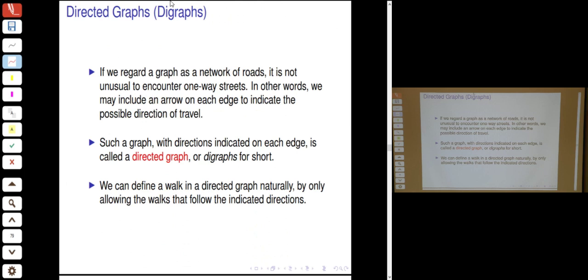Directed graphs. We regard a graph as a network of roads, and in cities it is not unusual to encounter one-way streets. In other words, we may include an arrow on each edge to indicate the possible direction of travel. Such a graph with directions indicated on each edge is called a directed graph or digraph. We can define a walk in a directed graph naturally by allowing the walks that follow the indicated directions. It is essentially as if you are walking on the streets of a city obeying the one-way signs. So that is a walk on a directed graph.